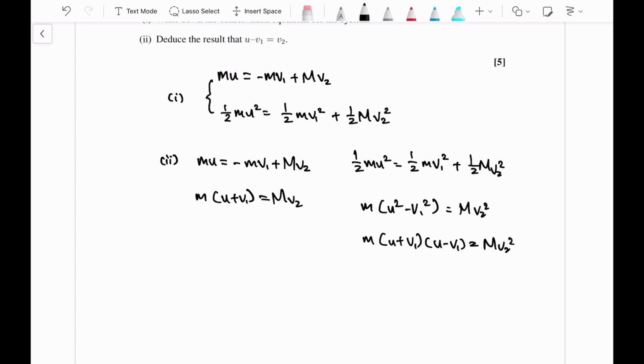And we can now divide the two equations. Let's say this is equation 1, this is equation 2, then equation 2 over equation 1 would be: the m cancels out and u plus v1 cancels out, so what's left will be u minus v1. And for the other part, one set of v2 will be cancelled out, and capital M will be cancelled out. What's left will be v2, and that will be what the question wants us to prove. This will be the answer.